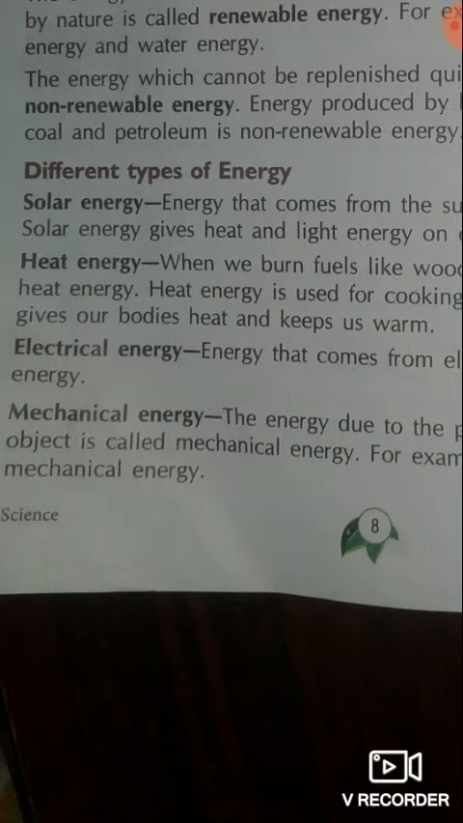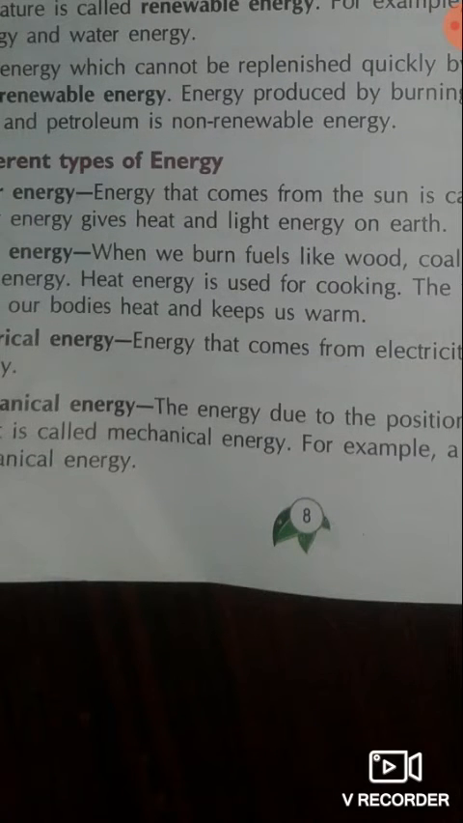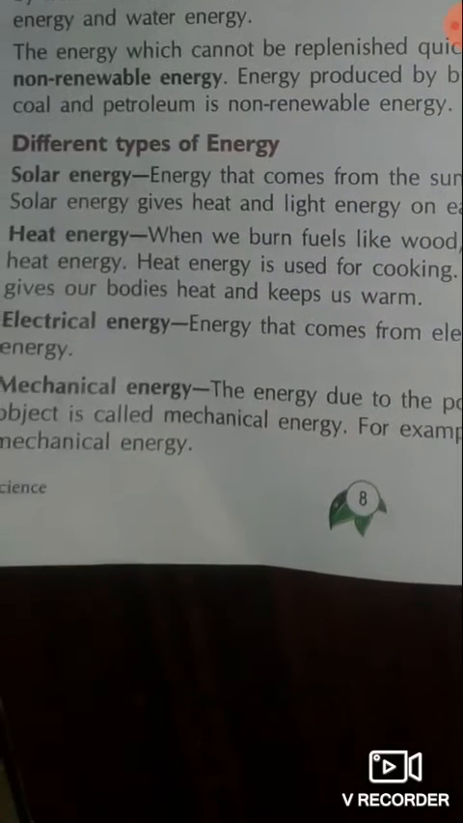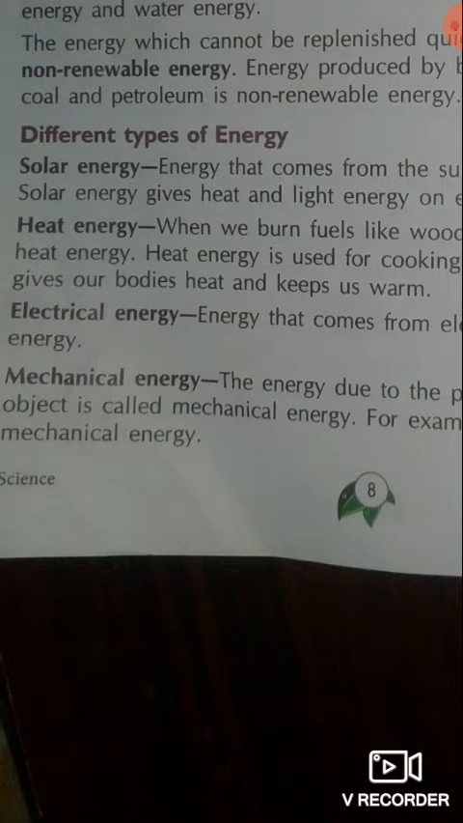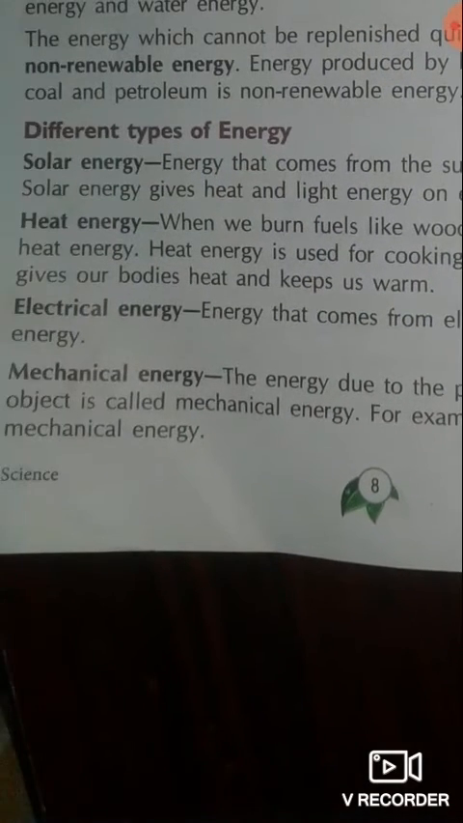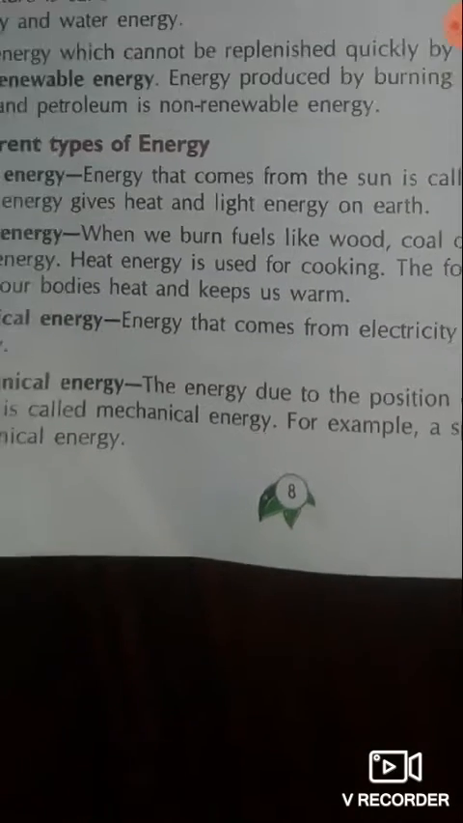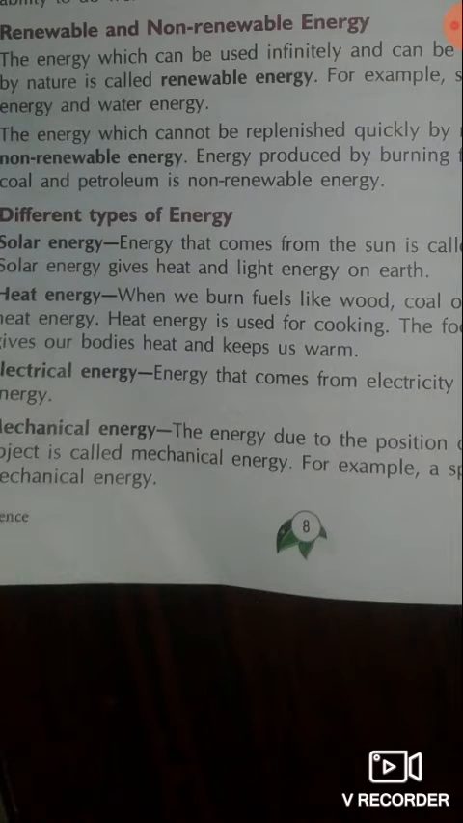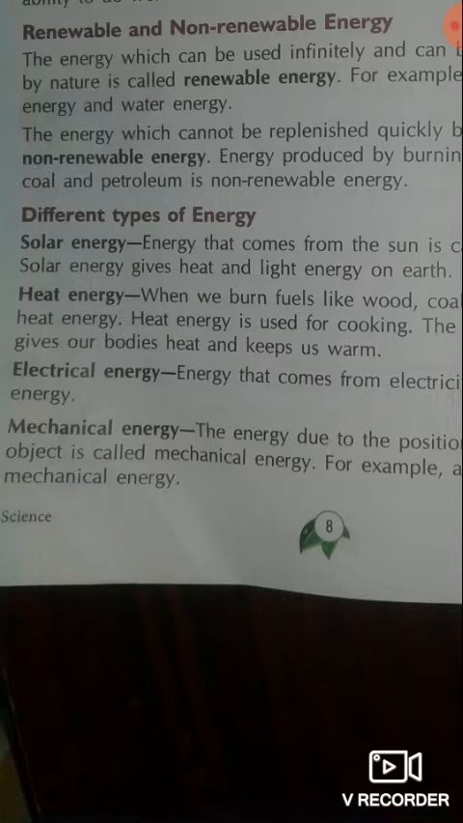Different types of energy are there. Solar energy. What is solar energy? Energy that comes from the sun is called solar energy. It gives us heat and light. Okay, next is heat energy. What is heat energy? When we burn fuels like wood, coal or kerosene, we get heat energy. It is used for cooking. Okay, and bodies produce heat and keep us warm.